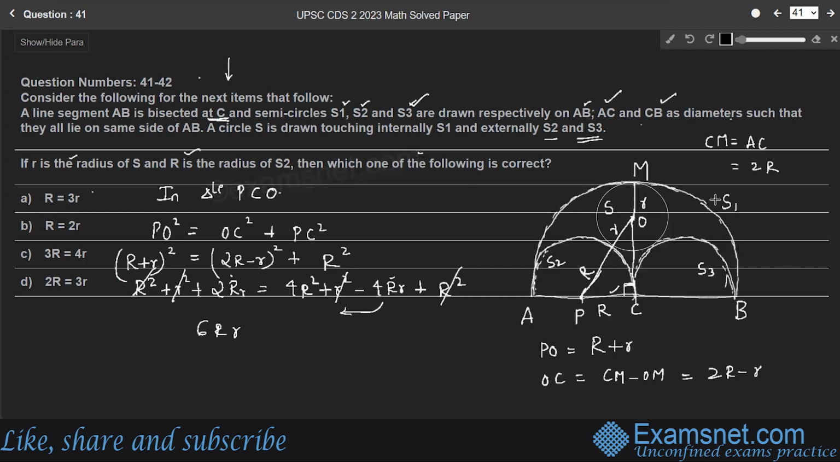6Rr is equal to 4R square. So one capital R will get cancelled here. So 6 small r is equal to 4 times capital R. Further we can simplify when it is divided by 2. So 3 times small r is equal to 2 times capital R. The relation between the two radii is nothing but 3 times small r is equal to 2 times capital R. Option D is the right answer.